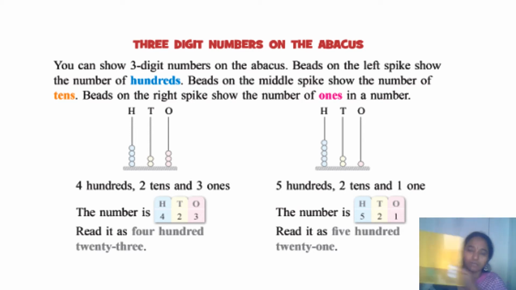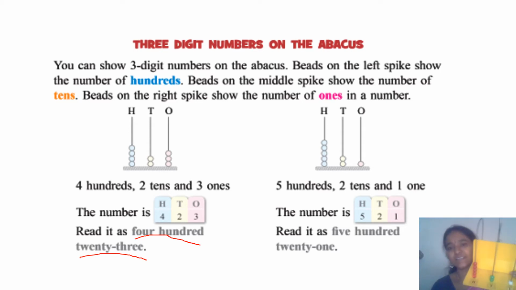Now see, count this. In hundreds how many are there? 1, 2, 3 and 4. In tens, 1 and 2. In ones or units, you will have 1, 2 and 3. So 423. It is read as four hundred twenty-three. Okay, how will you read this? Four hundred twenty-three.